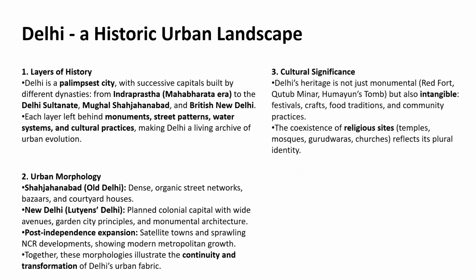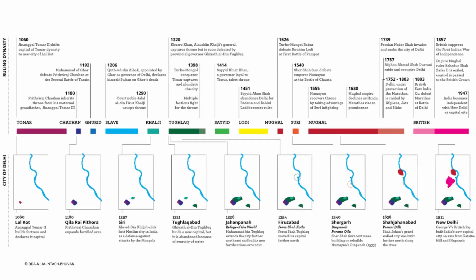Delhi's heritage is not just monuments, like the three UNESCO World Heritage sites, the Red Fort, the Qutub Minar complex, and Humayun's Tomb, but also intangible festivals, crafts, food, traditions, and community. Now we have Diwali listed in the intangible cultural expressions in the UNESCO list. And the coexistence of religious sites like temples, mosques, gurudwaras, which are the temples of the Sikh community, and churches reflects Delhi's plural identity.